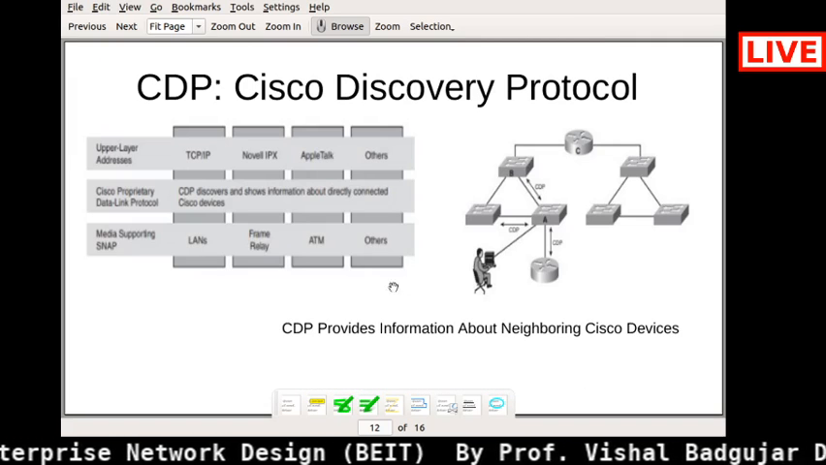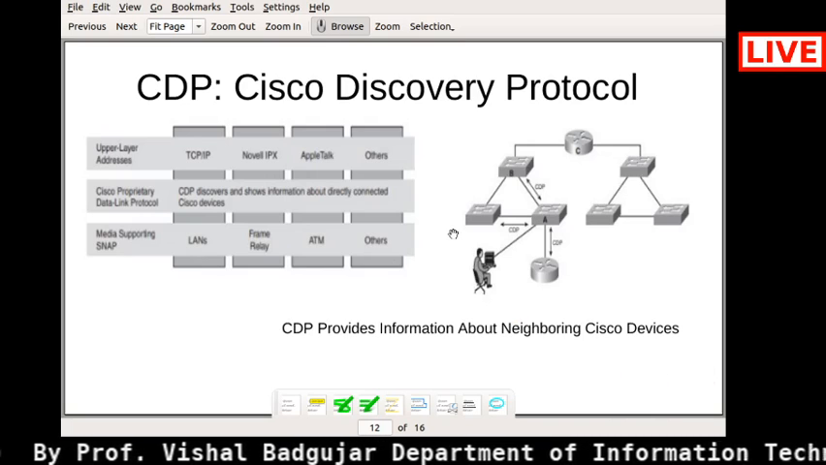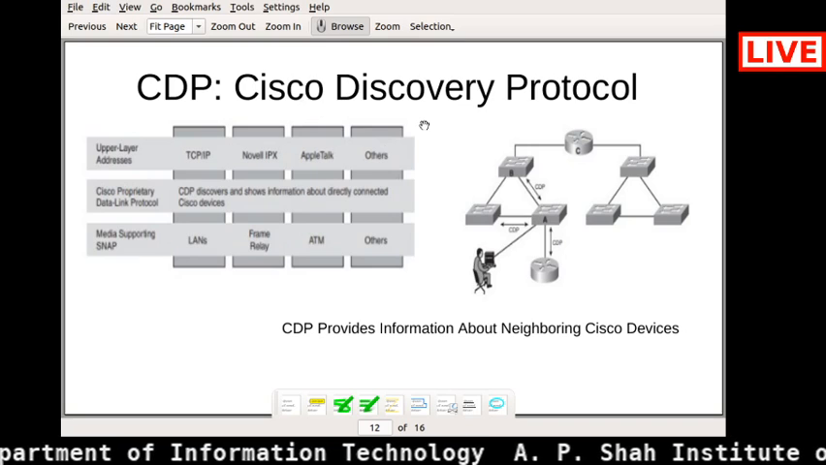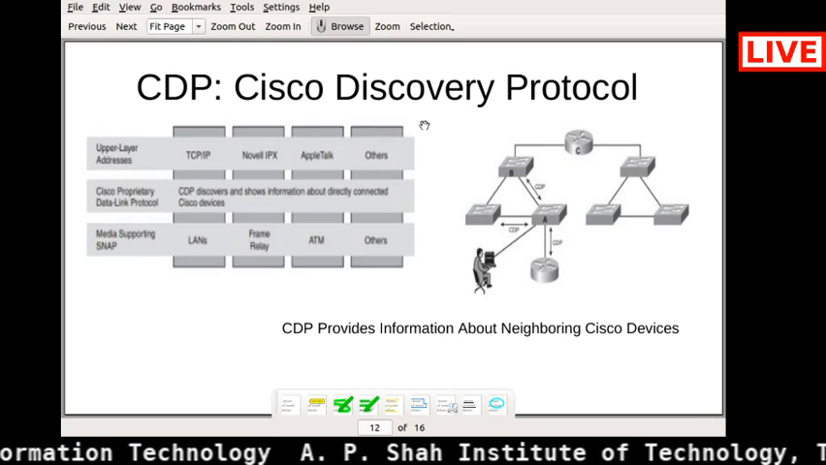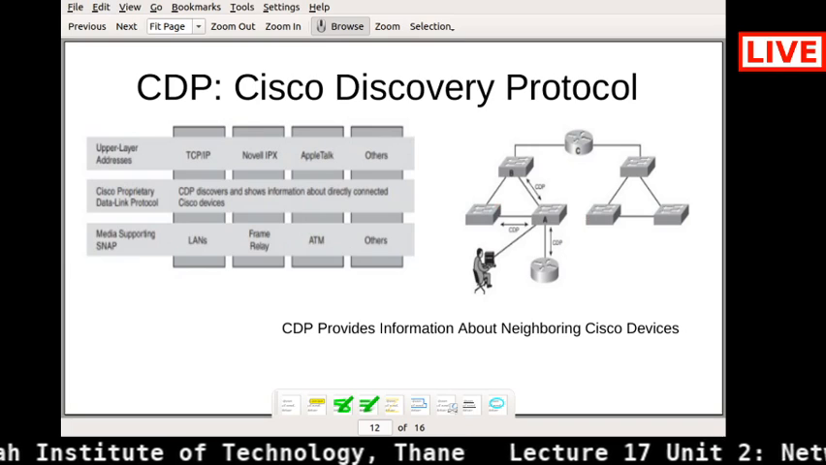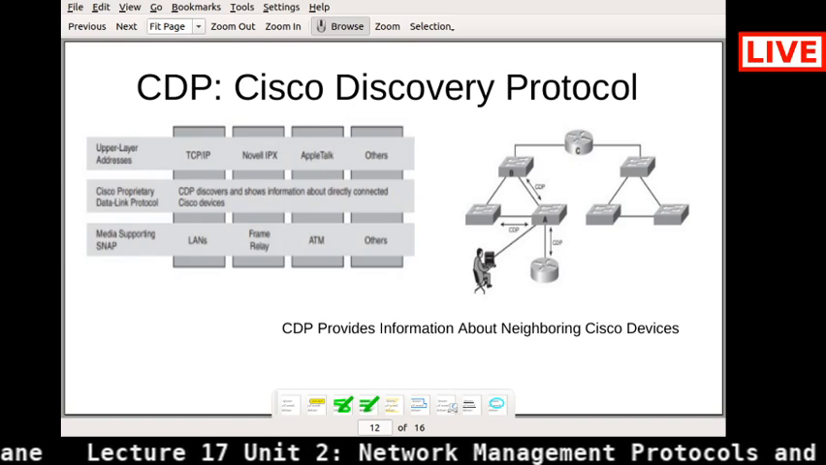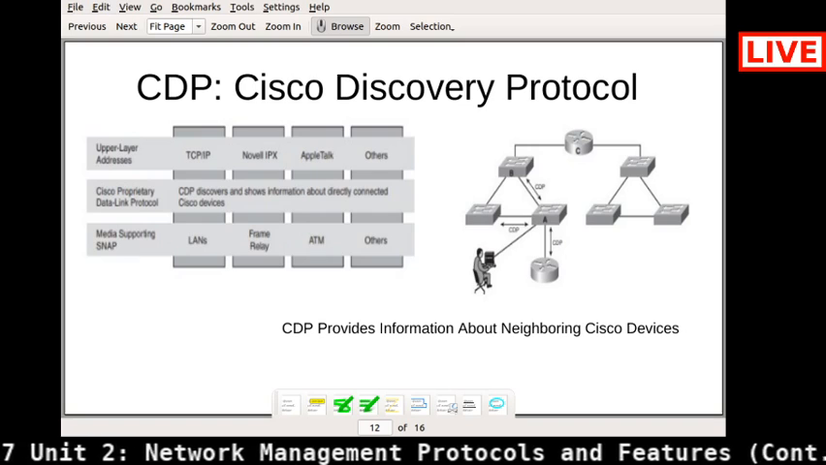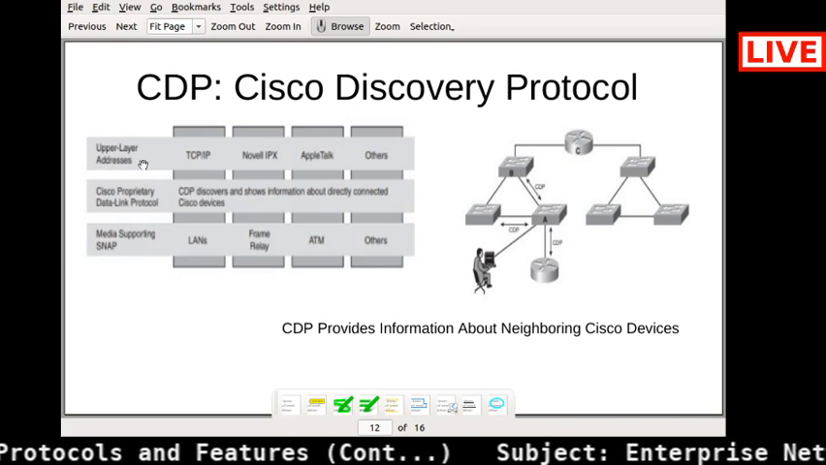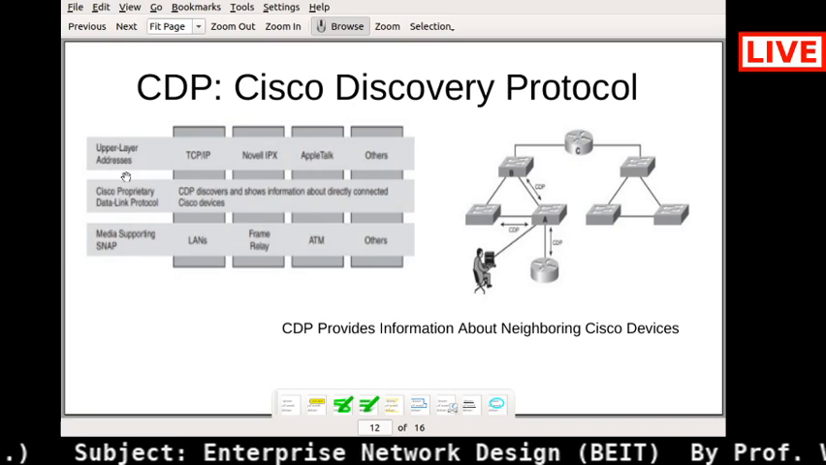So after NetFlow we will see CDP, that is the Cisco Discovery Protocol. It is a vendor specific protocol, so we can call it a vendor dependent protocol. It is supported only for Cisco devices, for example routers, switches, and access servers. All these kinds of things can be used. If you see in this particular diagram also, the Cisco proprietary data link protocol, this is nothing but CDP.